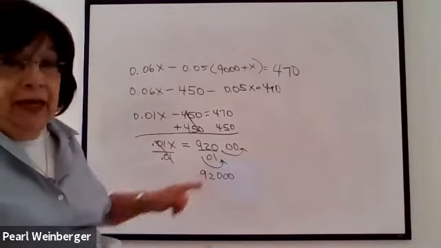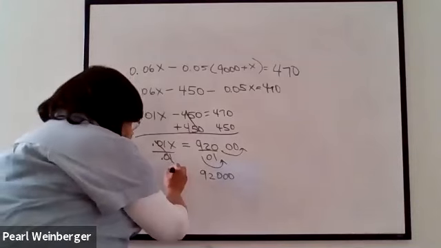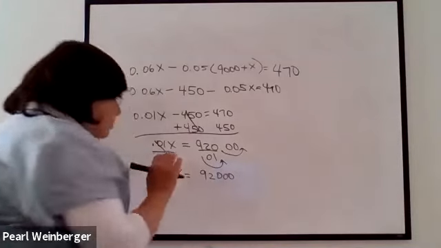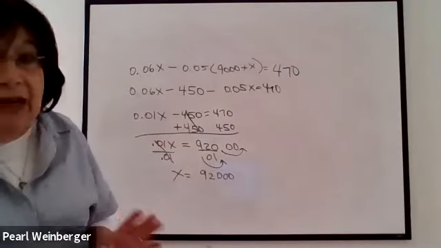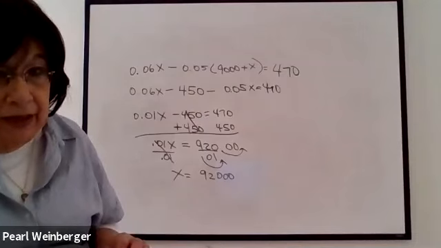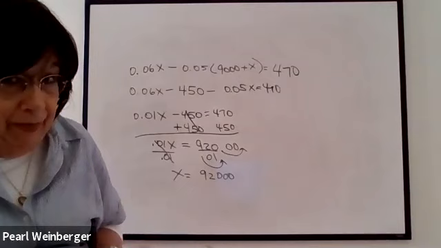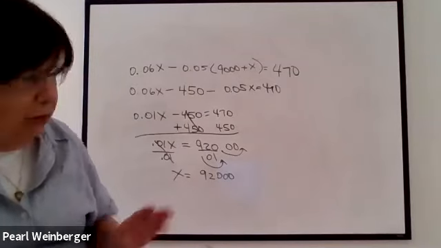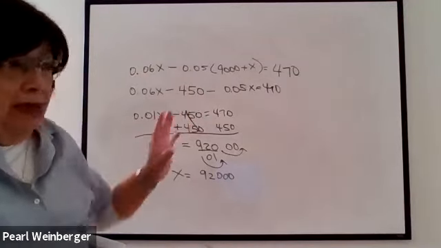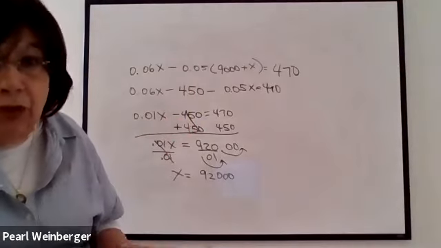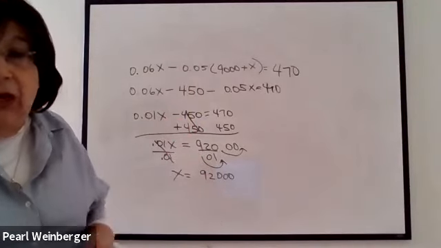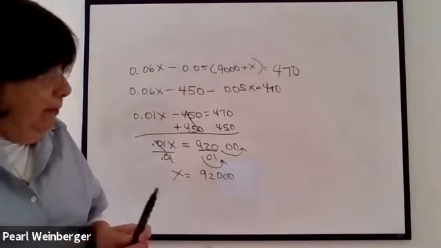Pretty much everybody got 92,000. Somebody wrote 9,200. That's a very common mistake, to make a mistake on a decimal. If you did this on a calculator, you would not make that mistake. So this is where using calculators makes it much easier to work with things like this, which have decimals. Okay.